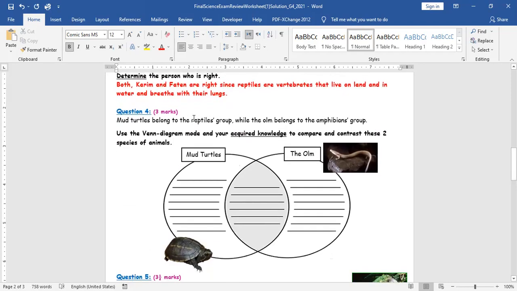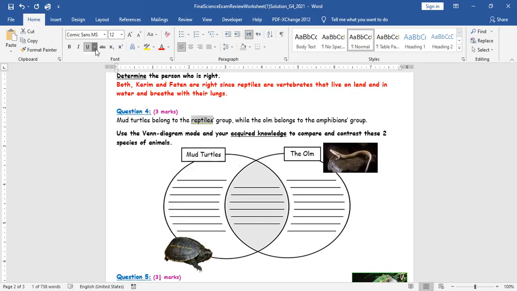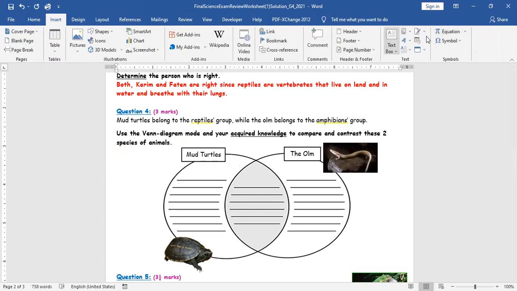Mud turtles belong to the reptiles group, so I'll underline this. Okay, so mud turtles belong to the reptiles group, while the owl is a part of the amphibians group. Let's compare these two animals. I will start with the similarities. How are these two animals similar to each other?